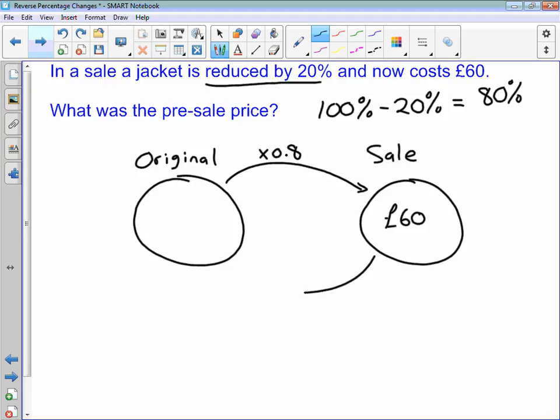We can work backwards. Now, the opposite of multiplying by 0.8 is dividing by 0.8. If you work that out on a calculator, you end up with £75. You can check this is correct by working out 20% of 75 and subtracting it, and you should end up with £60. So that's an example of percentage decrease.